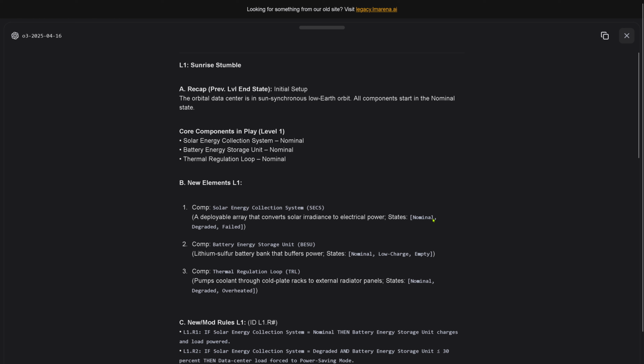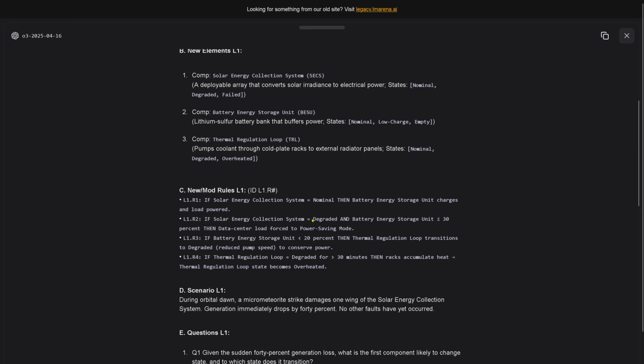And as you can see, I wanted the system to design 3 particular states for each component. So the AI now adds, according to my rules, rules that interconnect the functionality of these new components. So you see we have now 4 rules that connect these 3 elements.